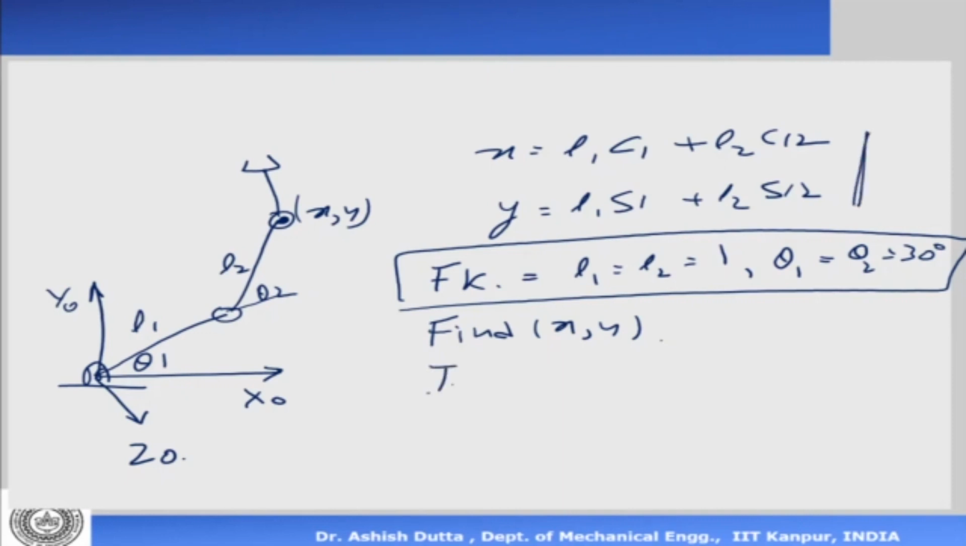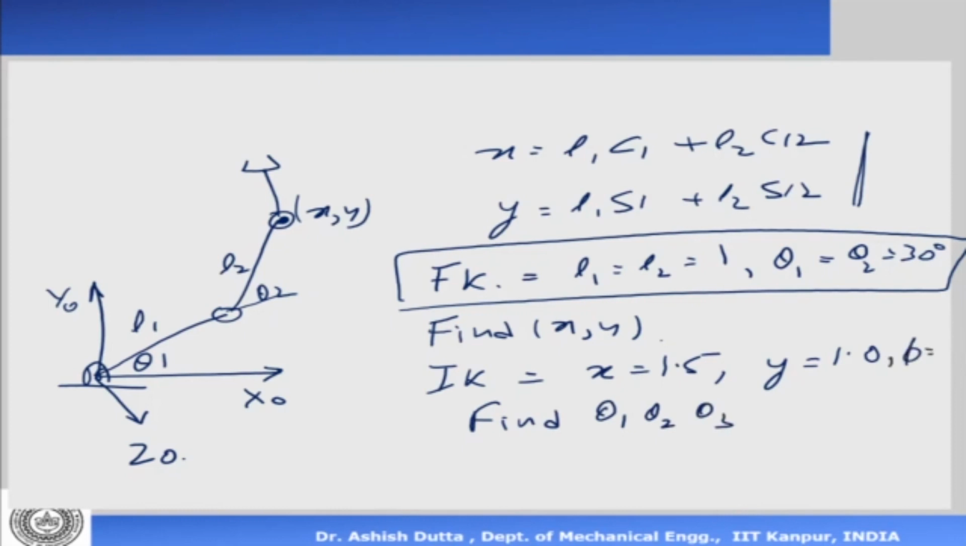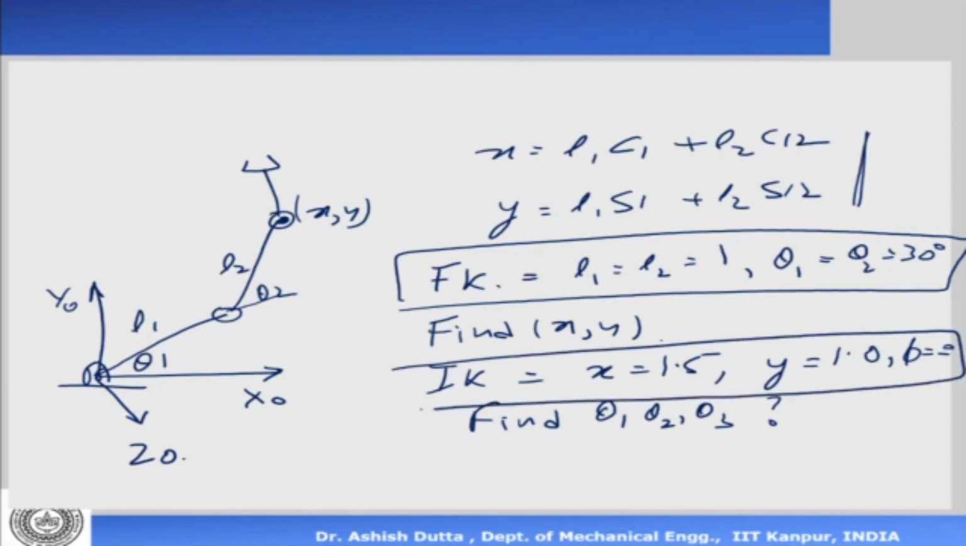Now in inverse kinematics, I'm going to give you the xy position. Suppose I say x is equal to 1.5 and y is equal to 1.0. Find theta 1, theta 2 and theta 3. And phi is equal to something, I give it to you. Now you find theta 1, theta 2 and theta 3. This is the inverse kinematics problem. So this is the statement of the inverse kinematics problem. Say phi is equal to 0.5, just for example.